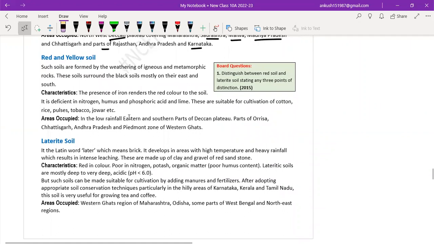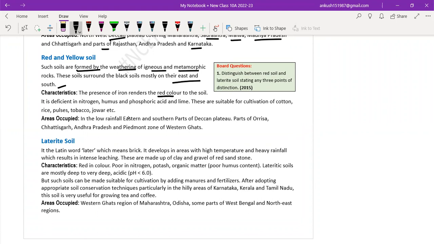Okay. Red and yellow soil. Such soils are formed by the weathering of igneous and metamorphic rocks. See, black soil, how would you understand it? Black soil, you just think of lava. Red and yellow soil, you just think of weathering of igneous and metamorphic rock. These soils surround the black soil mostly on the east and south. What are the characteristics?